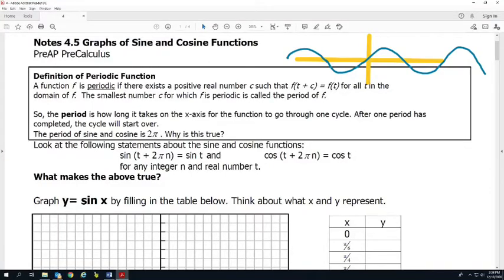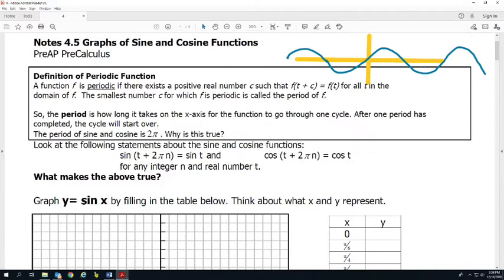Hey guys, we're taking notes today over graphs of sine and cosine functions, and I've drawn an example of a sine or cosine function right here on our notes. I kind of wanted to talk through it as I explained this part in the box. The definition of a periodic function is: a function f is periodic if there exists a positive real number c such that f of t plus c equals f of t.